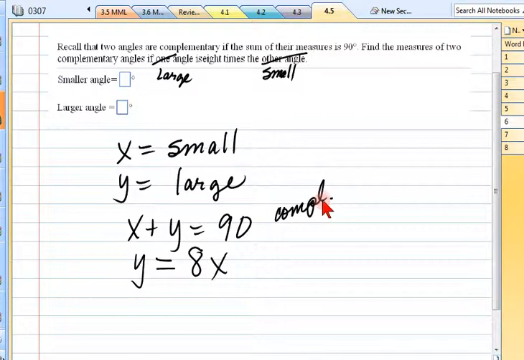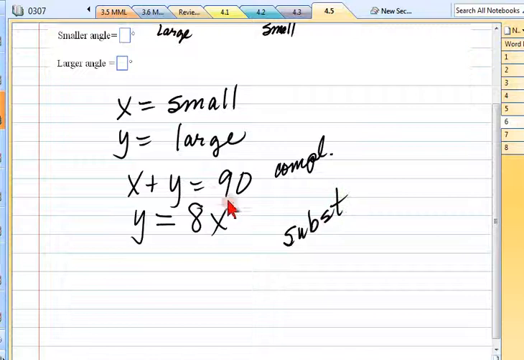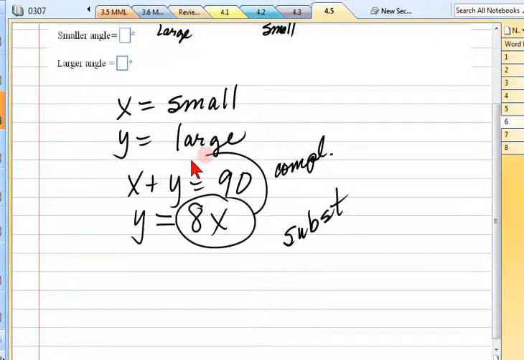We got one equation from the word complementary, and then we got y equals 8x, and it was important for the y to be right here because the large one has to be 8 times the small one. It doesn't make any sense to say it the other way. What method would you probably use for this system? I would use substitution also, and probably circle this, and it would go in the place there.